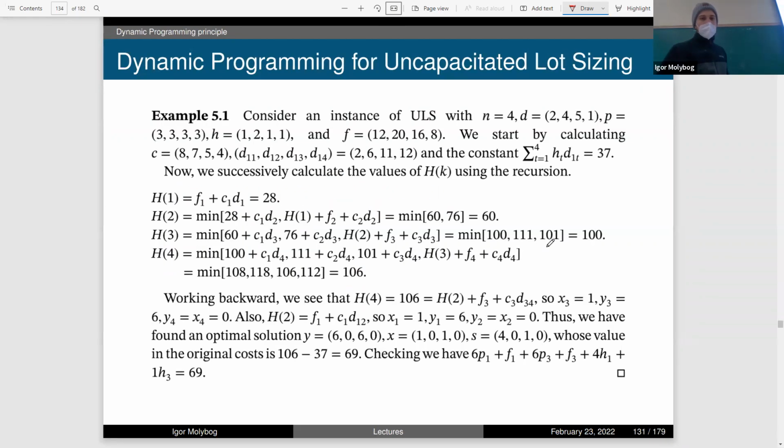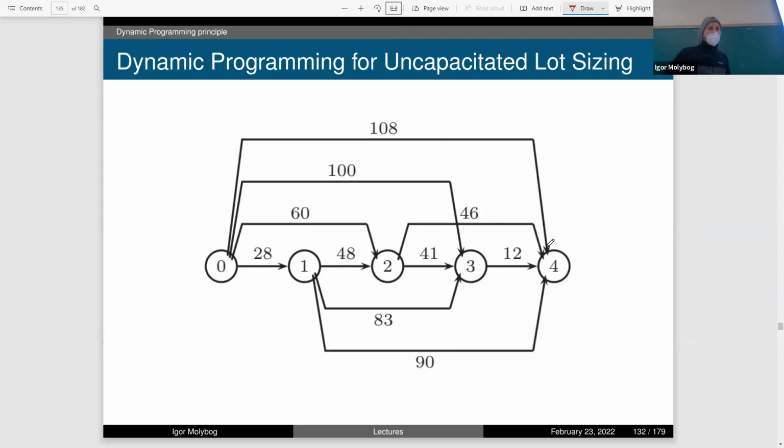I just wanted to say that this is an example of the uncapacitated lot sizing problem having the same reformulation as a dynamic programming problem as the shortest path. So you can in fact put the entire problem of uncapacitated lot sizing, for which we just designed its own dynamic programming principle, as the shortest path problem, and then use the same principle as was noticed from the shortest path problem itself.